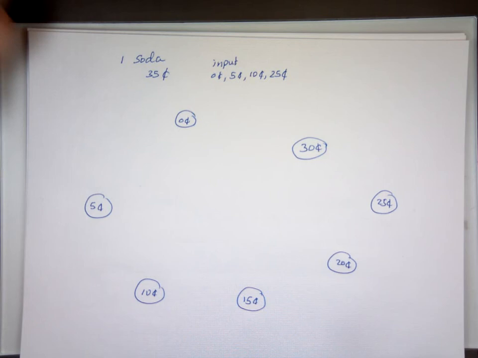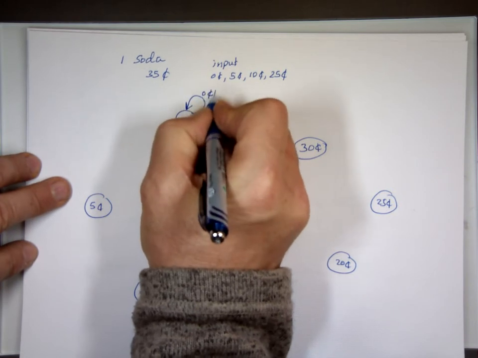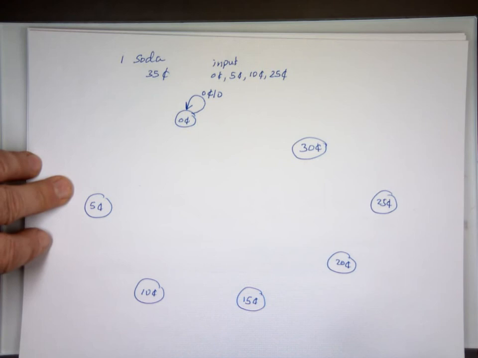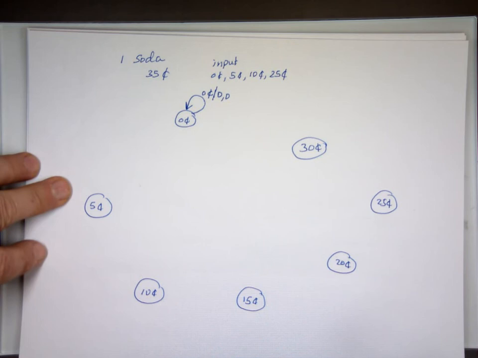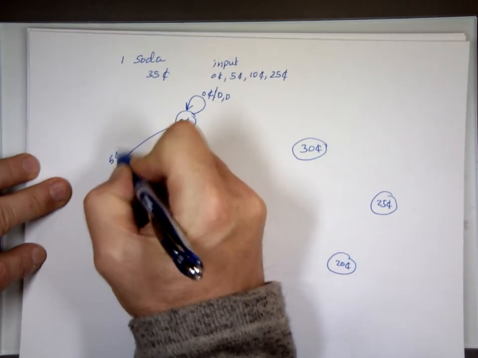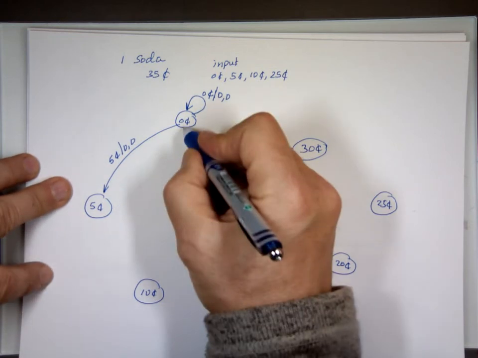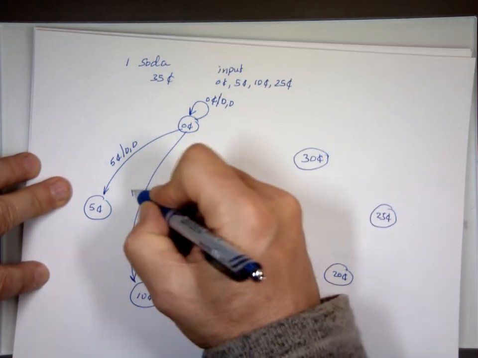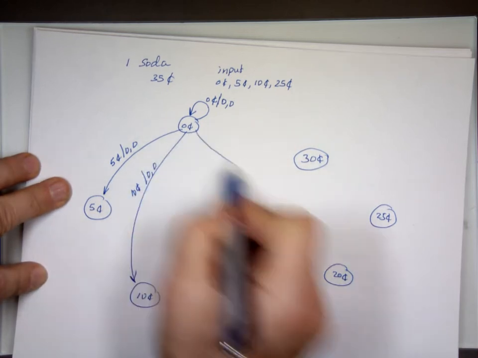If you put a 0, you stay there and you get no candy and no change back. You have 2 outputs, now you get candy and change back. If you put 5 cents, no candy, no change back. If you put 10 cents, no candy, no change back. And if you put 25 cents, no candy, no change back.